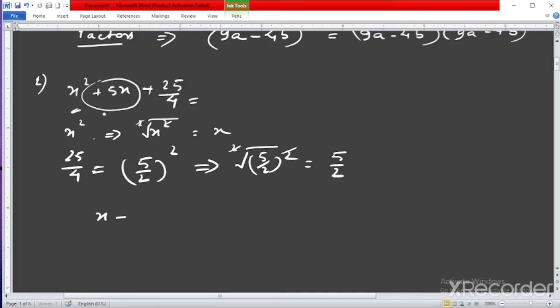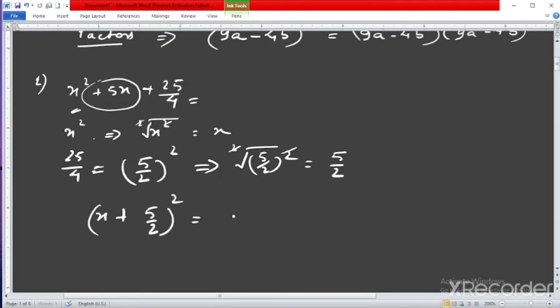This term and this term, these two terms are your perfect squares. So the left out term is this one, which is not a perfect square. This can be written as what? You are going to use the sign of this term. Sign is what? Plus. You are going to use plus for the connection in between these two roots which you have taken out. So it is going to be x plus 5 by 2, and you are going to do the square of this.